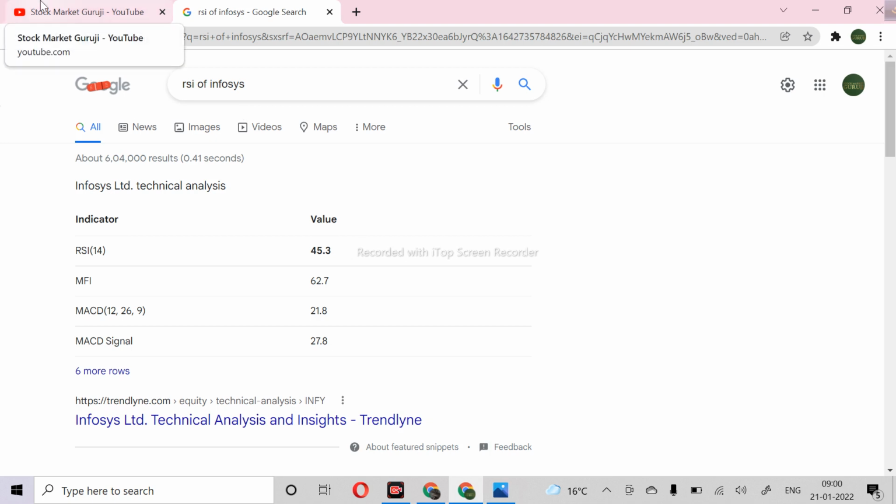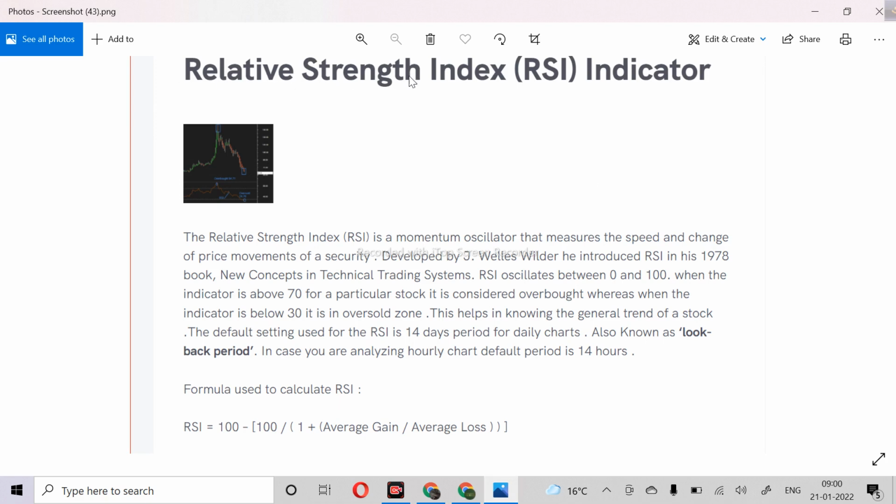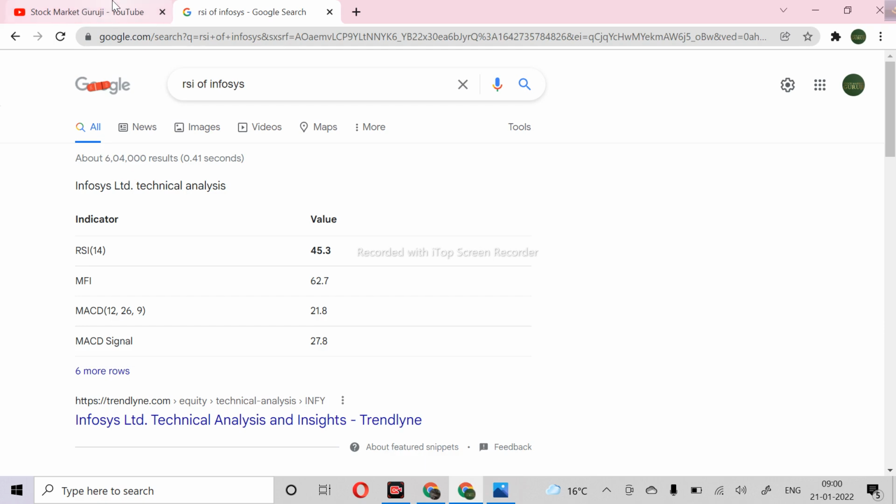So this is all about today's video. We have understood how to check and analyze a stock by seeing the RSI of that stock. So once again I will remind you, RSI is the relative strength index indicator of a stock.